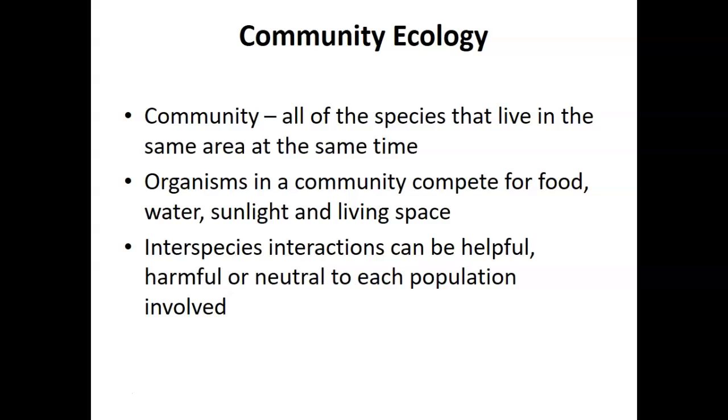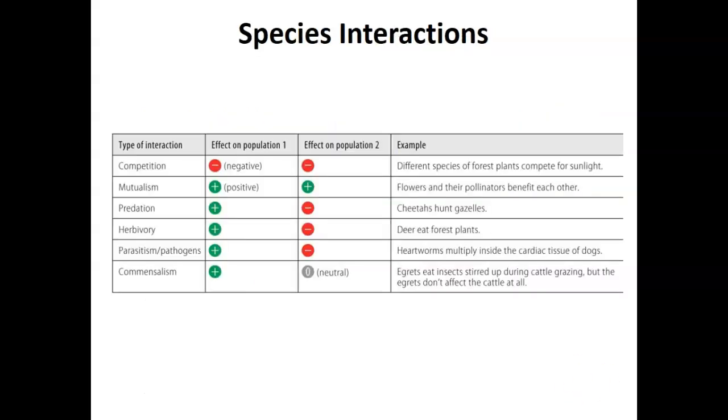Organisms in a community compete for food, water, sunlight, and living space. The interspecies interactions can be helpful, harmful, or neutral to each population involved. The relationship between the species can be described in the following table.